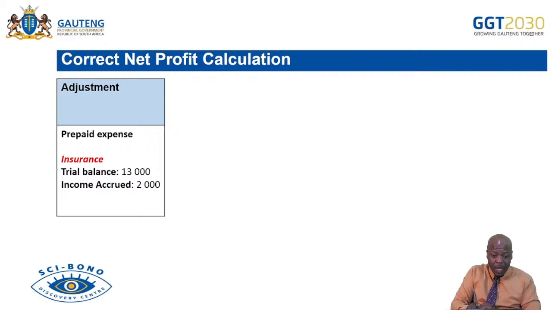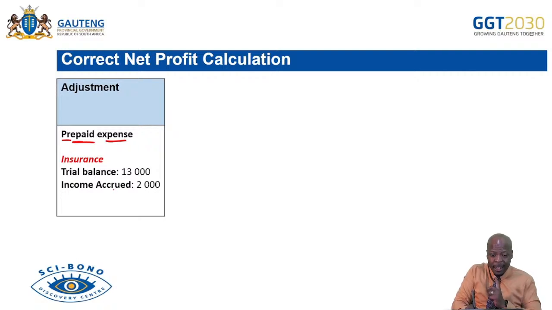In our expenses, we have a prepaid expense. What is a prepaid expense? Already you can hear from the word prepaid. In other words, we have paid an expense for a period in which we have not yet arrived. For example, we have paid insurance for the next financial period. That becomes a prepaid expense.